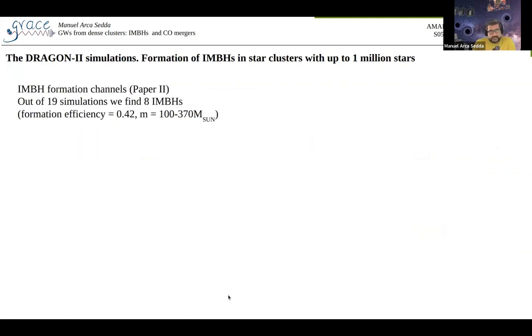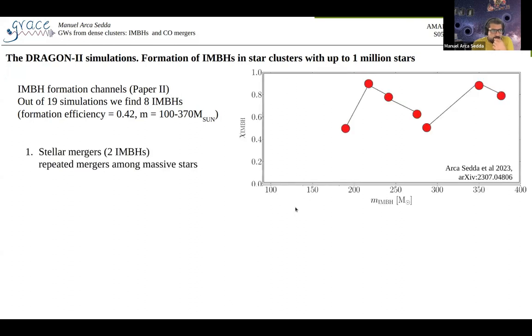Out of 19 simulations, we find 8 IMBHs. So around 40% of simulations produce an IMBH with a mass between 100 and 370 solar masses. So it's quite a high formation efficiency. Consider that in previous works, this efficiency was around 20 to 30%. And the main processes that contribute to the formation of such IMBHs are stellar mergers. Two of the IMBHs in our sample form via merging stars.